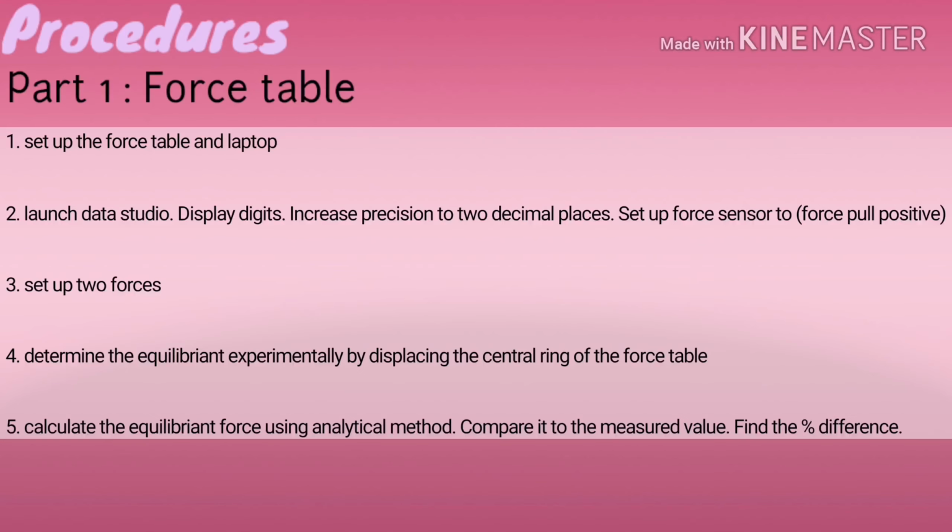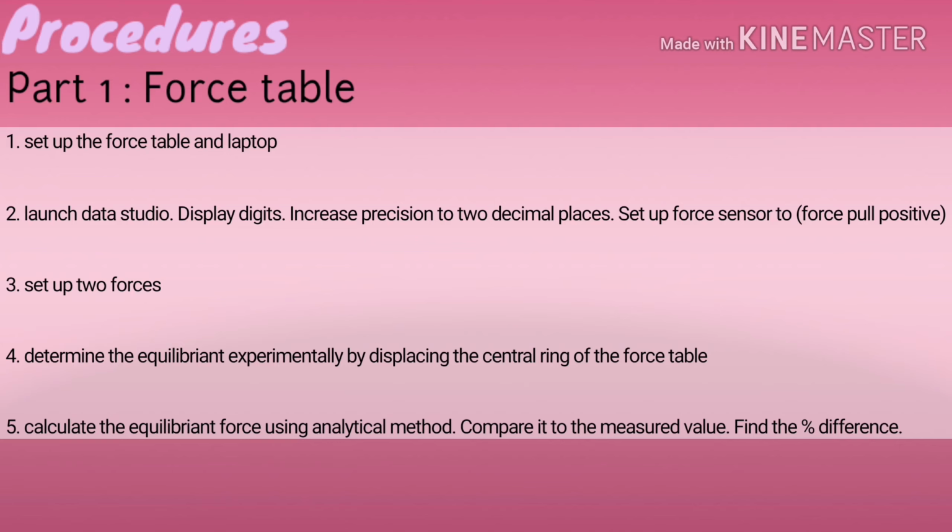Let's go now to the procedures. This experiment is divided into 2 parts. In part 1, here are the procedures. First, set up the force table and laptop. 2. Launch Data Studio, display digits, increase precision to 2 decimal places. Set up force sensor to force pull positive.